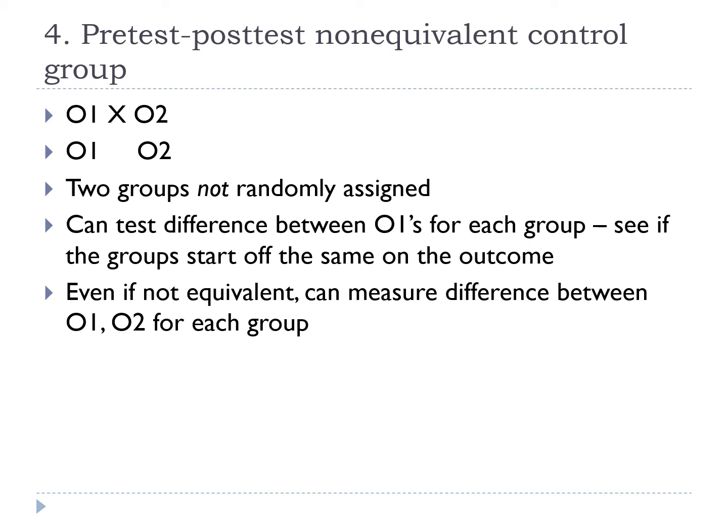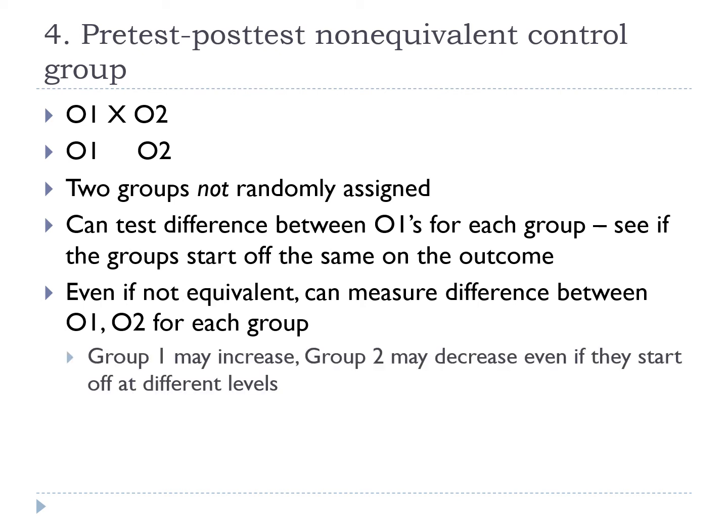And even if they're not equivalent, you can measure the trajectory of improvement for O1 to O2 for your experimental group compared to O1 to O2 for your control group in order to take a look at how much people are changing in each of your groups, and if the change is more for the experimental group than the control group. So for example, group 1 may increase and group 2 may decrease even if they start off at different levels.